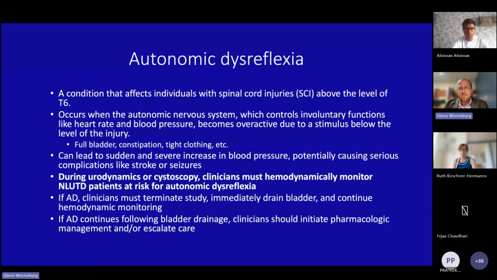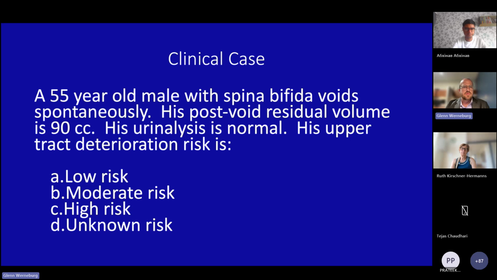Immediately drain the bladder, continue the hemodynamic monitoring, and be prepared to administer medical therapy for the autonomic dysreflexia. This is often nitro paste or some nitro component to manage that blood pressure and this event. So you stop the study. You remove the stimuli by draining the bladder, making sure there's no other adverse stimuli, and you continue the monitoring and prepare to escalate care.